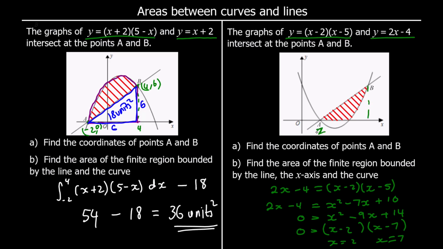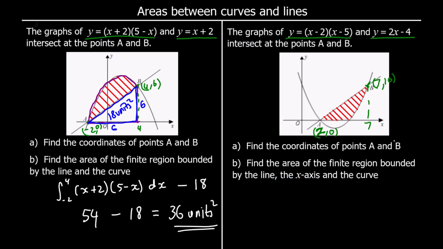So we've got 2, that's a 2, and 7. y is 2 times x minus 4. 2 2's take away 4 is 0. 2 7's are 14, take away 4 is 10. So 7, 10. So (2, 0) and (7, 10).